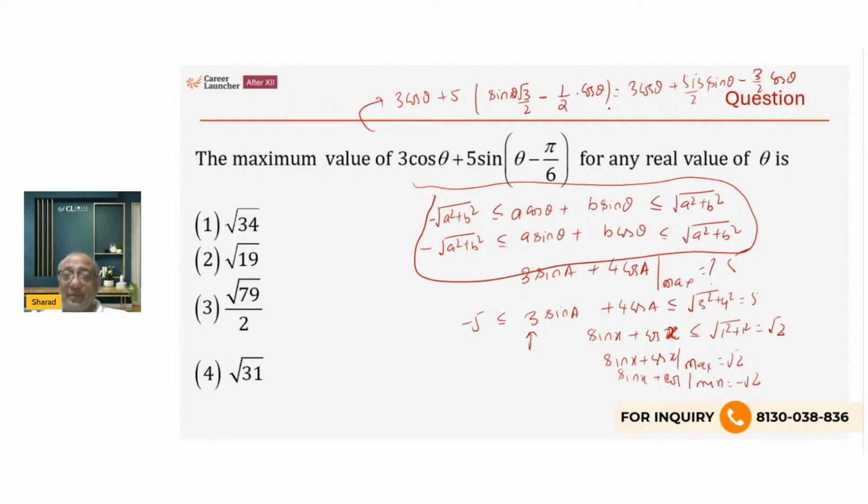So this can be written as 1 by 2. This is 5 by 2, my mistake. 5 by 2. Let me erase this. 3 minus 5 by 2 is 1 by 2, so 1 by 2 cos theta plus 5 root 3 by 2 sin theta. So this is the same formula. Here a is equal to what? 1 by 2. b is equal to what? 5 root 3 by 2.